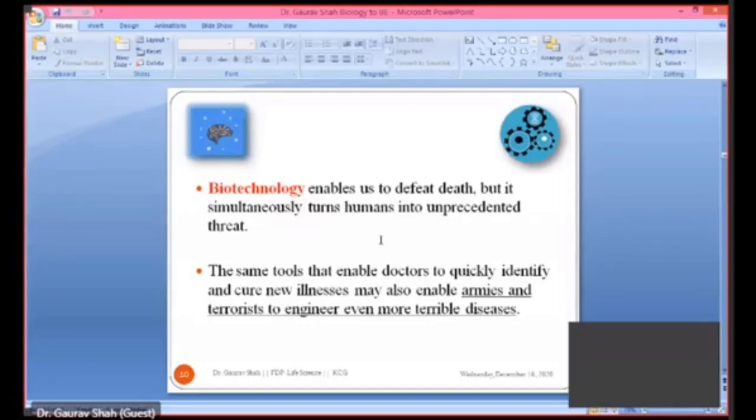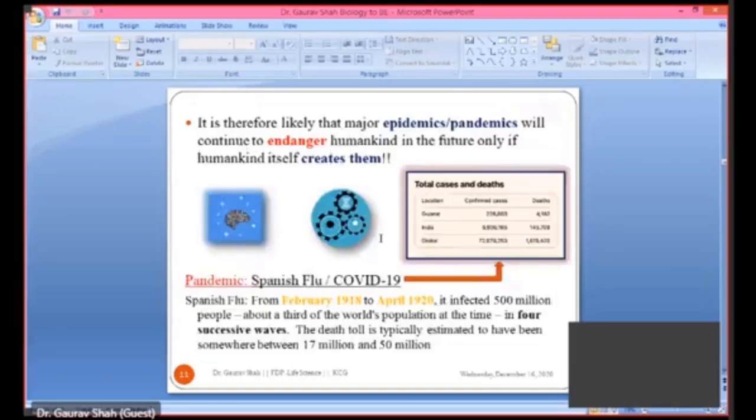The tools, and I hope all biologists or those associated with life sciences will agree with me, that enable doctors to quickly identify and cure new illnesses may also enable armies and terrorists to engineer even more terrible diseases. I would not comment on what happened last year in December 2019 because it is still a debate. Bioterrorism is very dangerous, which is the negative impact of biotechnology.